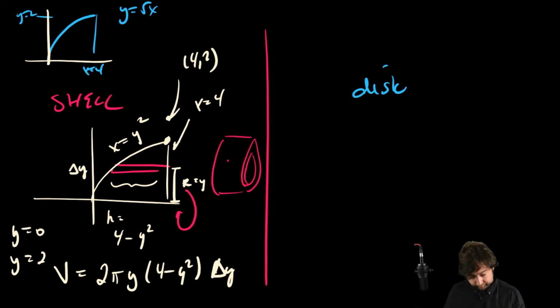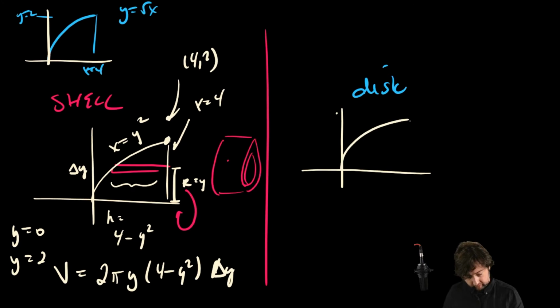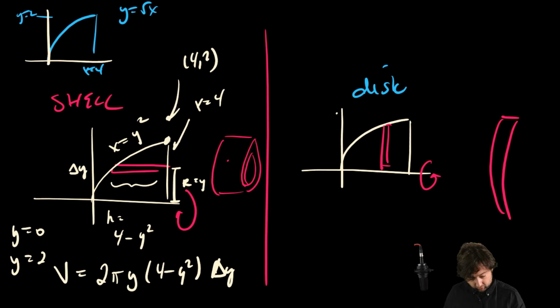On the other hand, if you're going to do this with disks, well, disks run this way. So you take your skinny rectangle and you roll it around this way, and what you get out of that is this sort of coin shape. So the volume of the coin shape, well, what are all the dimensions you need here? Well, you're going to need a radius, and you're going to need a height, because you're going to use the cylinder formula. So the radius this time is this distance right here.